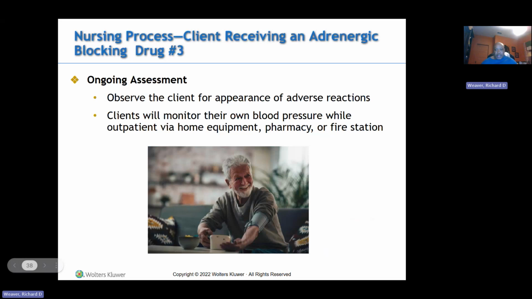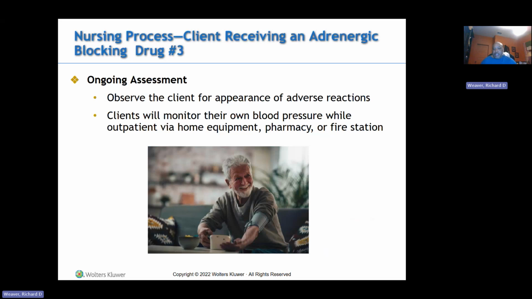As far as ongoing assessment, it is important to perform an ongoing assessment on these patients receiving the adrenergic blocking drugs. This assessment often depends on the reason the drug is administered. For all adrenergic blocking drugs, it is important to observe these clients continually for the appearance of adverse reactions. Some might be mild, whereas others, such as diarrhea, could cause problems with these patients, especially those who are older and debilitated.